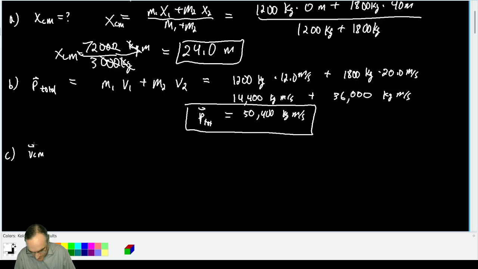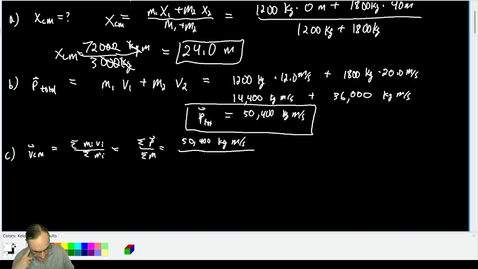Last part is asking for VCM. Well, we kind of went over this, and VCM is a sum of the mass times the velocity divided by a sum over the masses. But that's the same thing as the total momentum over the total mass. So we've already got the total momentum, 50,400 kilogram meters per second. And now we've got 3,000 kilograms as the total mass, 1,800 plus 1,200. So let's see, we can cancel a couple of the zeros here. We can actually take another zero out. It would be 50.4 divided by 3. The kilogram cancels.